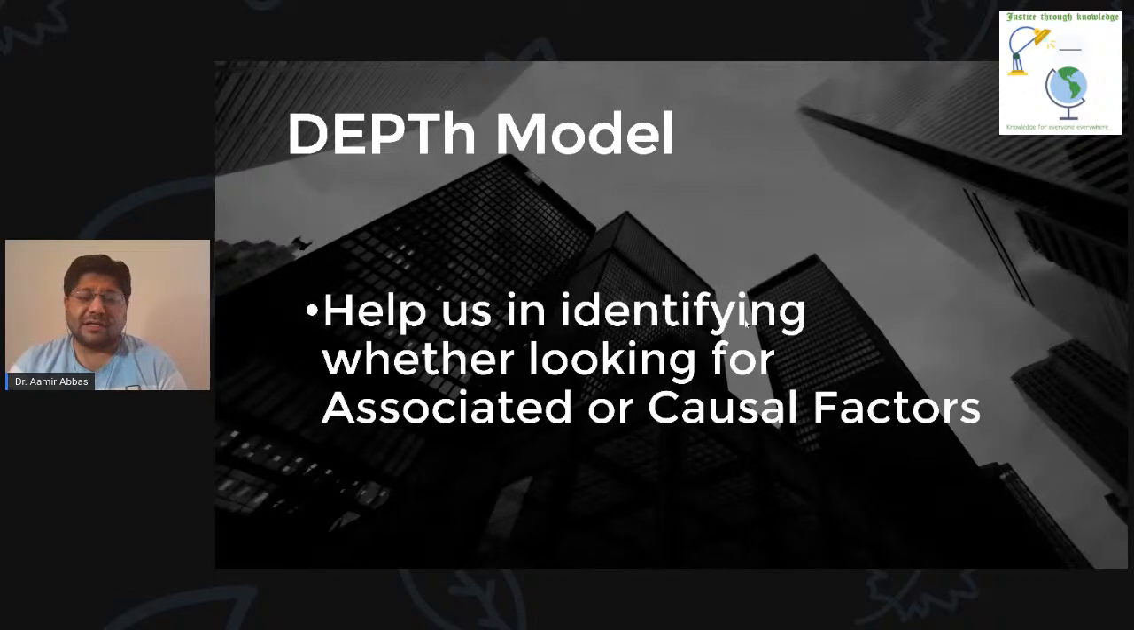Further, there are two terms which I'm introducing right now, but I will explain them tomorrow, and I think explaining them after I've talked about the DEPTH model is a good time. One is association and the second is causation. There are situations when you are looking for associated factors, and there are situations when you are looking for causal factors. Once you're clear which classification of the DEPTH model your research question belongs to, you will be able to identify whether you're looking for associated factors or causal factors.